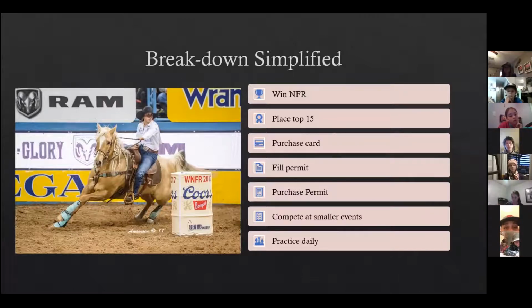If that was kind of confusing, I did it another way here where we start at the top and funnel downward. If you want to win the NFR, you know that to get to the NFR, you have to place in the top 15. But to place in the top 15, you've got to purchase your card. The only way to purchase your card is through filling your permit, and you can only fill your permit once you purchase it. The way you get the confidence to want to purchase your card is by competing at smaller events, and you only get the confidence to compete at those smaller events through daily practice. So once you have those set broad goals, you work backwards. Does that make sense?